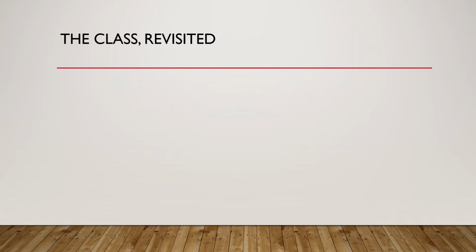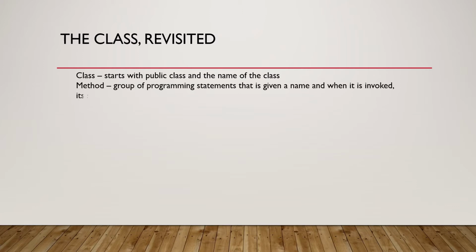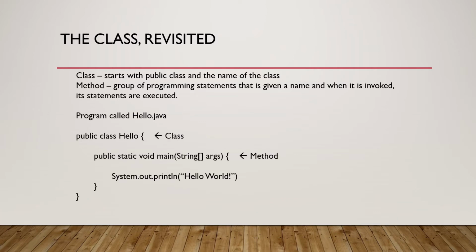Let's do a quick review. We've been building programs using the standard class that contains the title of the program, and inside that class we used a method called the main method. Remember that classes start with the public class and then the name of the class. This method is a group of programming statements that is given a name, and when it is invoked, its statements are executed. So here is a quick simple program called hello.